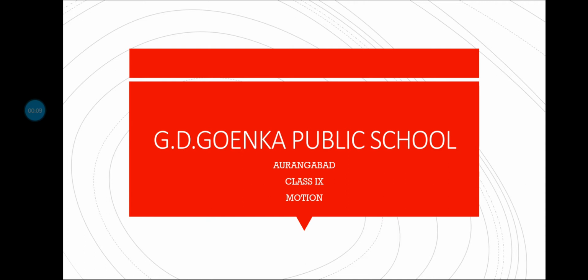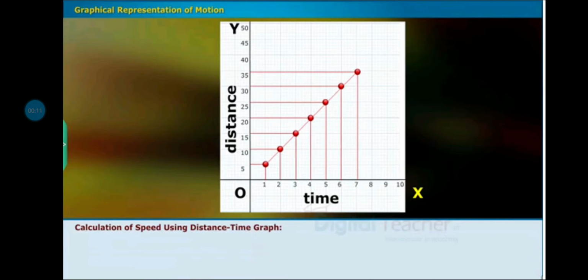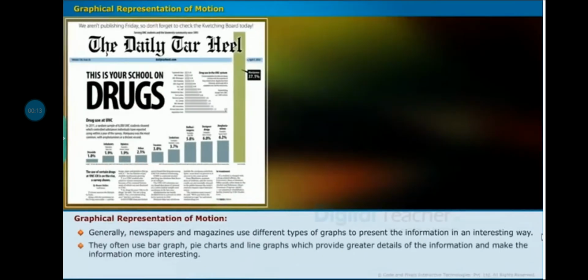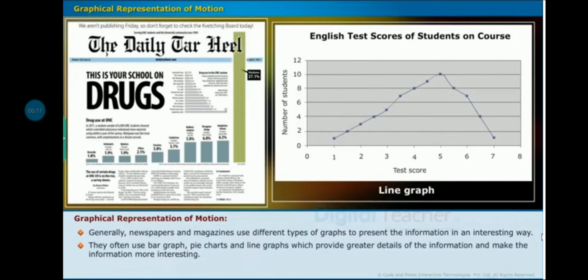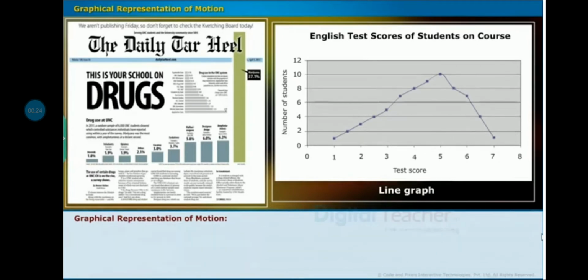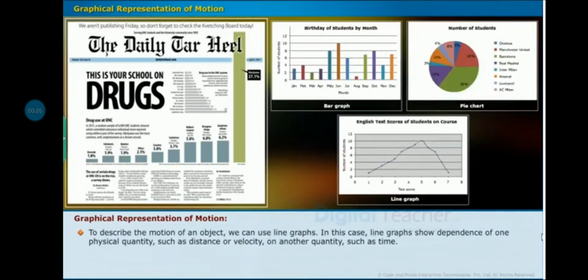What is our new topic for today? Our new topic for today is the graphical representation of motion. Generally, newspapers and magazines use different types of graphs to represent information in an interesting way. They are often used to describe the motion of an object. We can use line graphs, which show the dependence of one physical quantity such as distance or velocity on another quantity such as time.